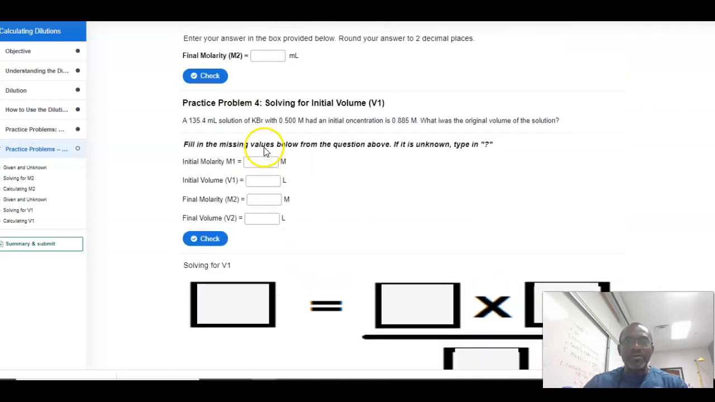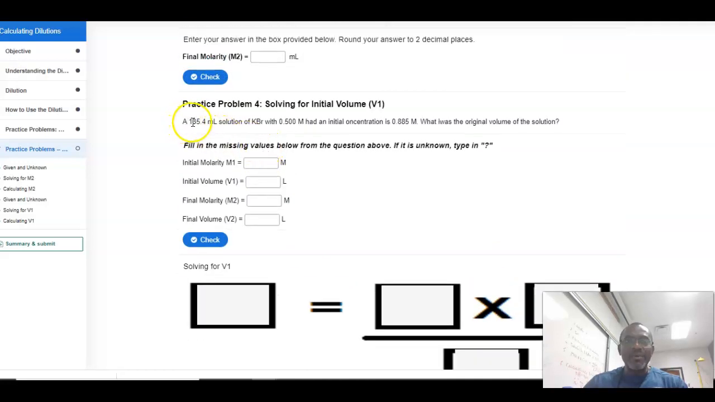In number 4, it says a 135.4 milliliter solution of KBr, potassium bromide, with 0.5 molarity had an initial concentration. So here they already told you that this is M1, the initial concentration. And then it says, what was your original volume? Which means you're asked to find V1. V1 is going to be your original volume. So you have your V2, which is 135.4, and then you have your M2, which is 0.5.